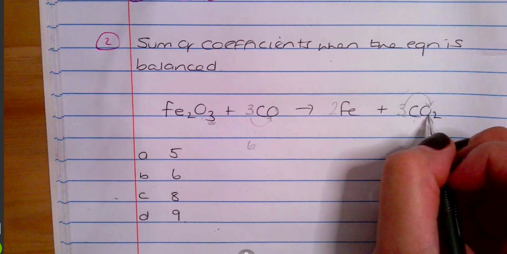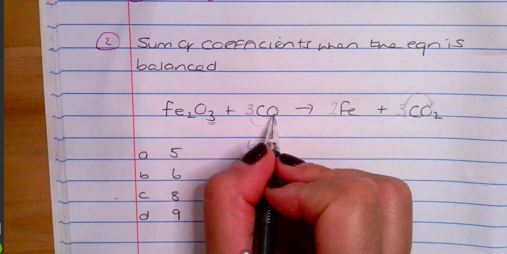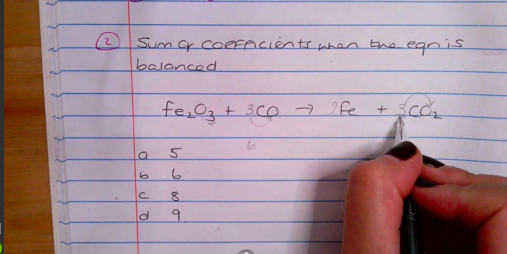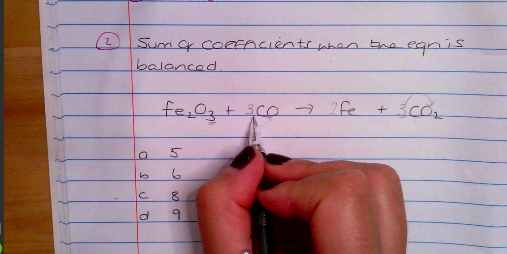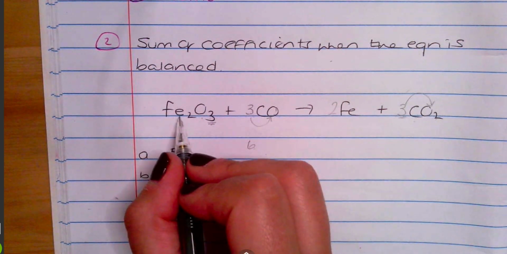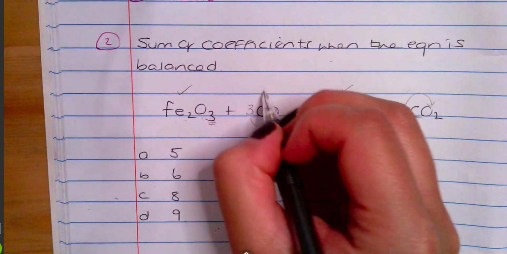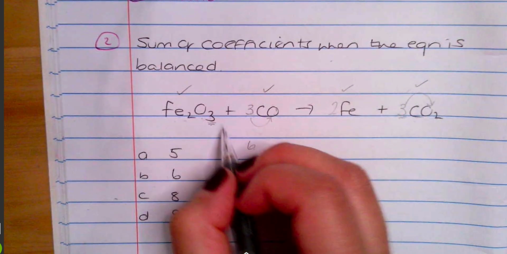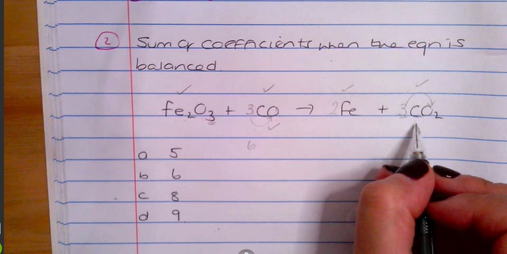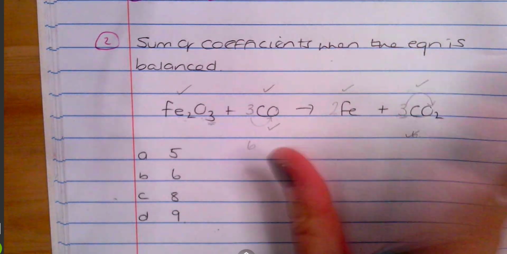Okay, so now my oxygens are balanced. I've got 6 on this side and I've got 1, 2, 3, 4, 5, 6 on this side. My carbons, when I changed this, went up to 3, but that's actually okay because I've got 3 here. And my irons I haven't actually done anything with, so I've got 2 irons here and I've got 2 irons here. So just as a quick check, 2 irons, 3 carbons, 3 carbons, 3, 4, 5, 6 oxygens, and 3 times 2 is 6 oxygens, so that's balanced.